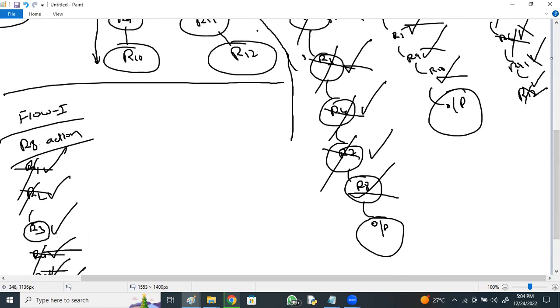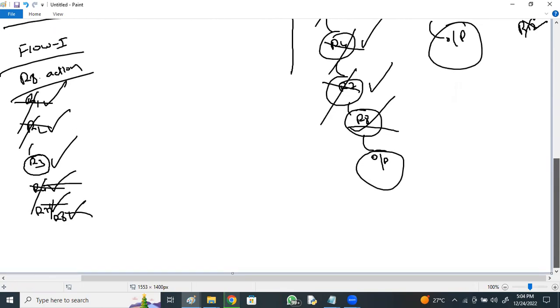After writing R3 equal to R2 dot some transformation, you will say R3 dot persist. Okay, that was fine. Now observe this first flow executed. What is present within the RAM? R3 and output. R3 is available in the RAM.